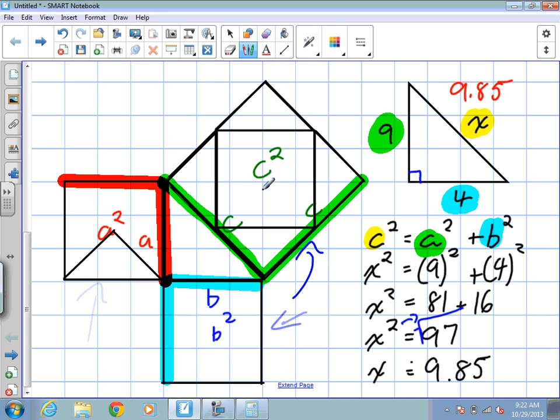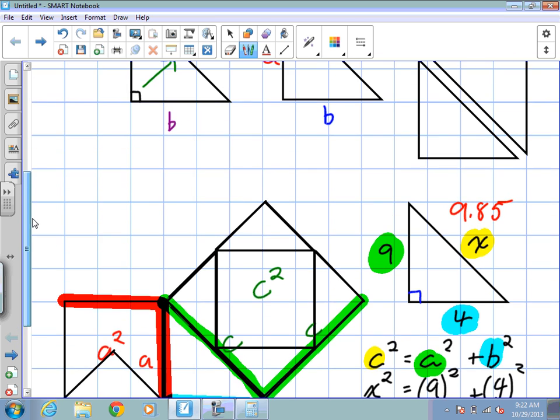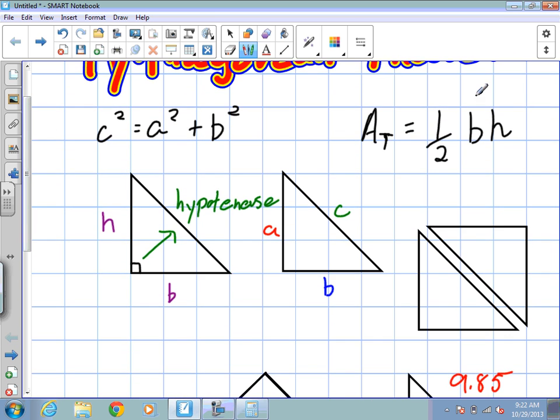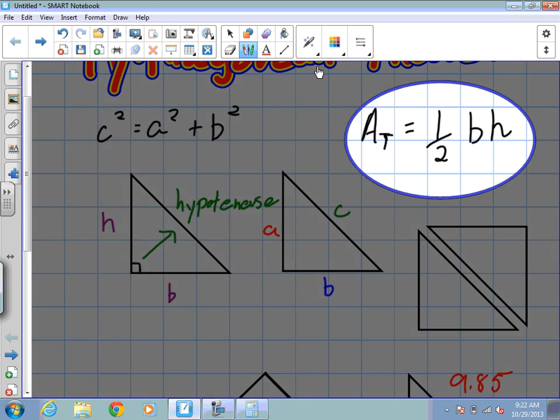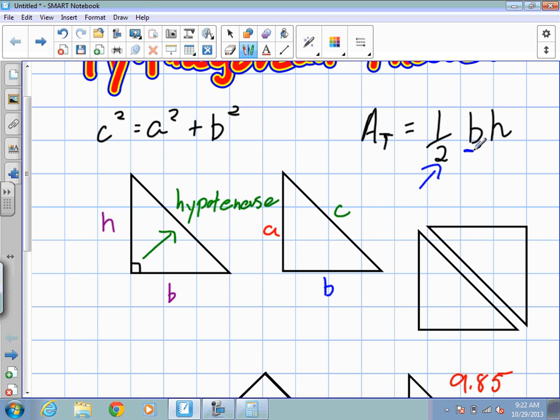Now, we finished that part. That's our Pythagorean Theorem. I want to talk about area of a triangle. And I called it A subscript T. That just means area of a triangle is equal to 1/2 times the base times the height. Yeah, base times height divided by 2.